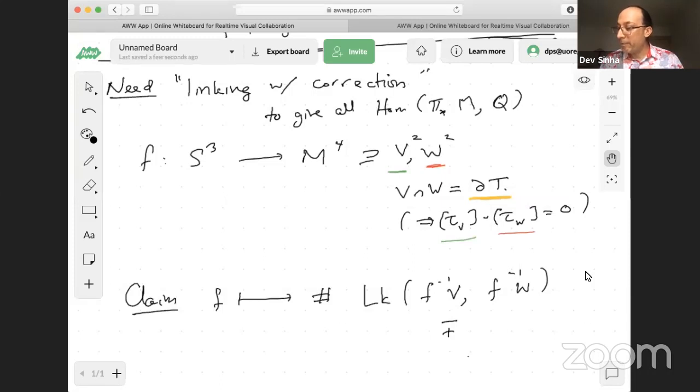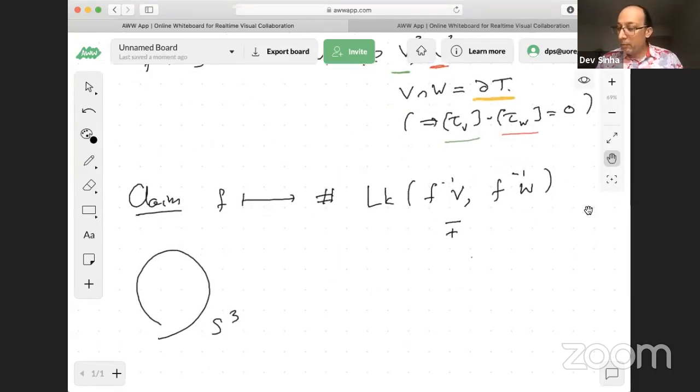And then the claim is that if I take a map F and look at its pre-images, let me just sketch here. Here's my S3. And suppose I have my M down here. And it's got the V and the W. And they do intersect. But let me actually make W a different color, sorry. So I've got V and the W, and they do intersect, but that intersection is the boundary of this T, okay?